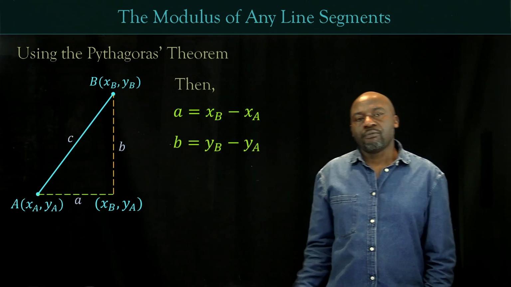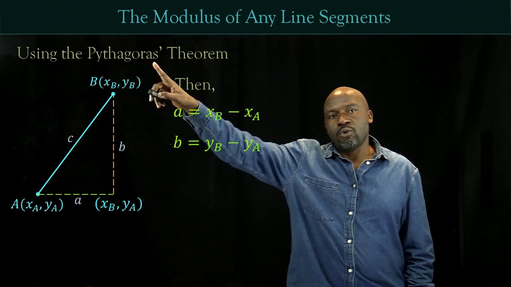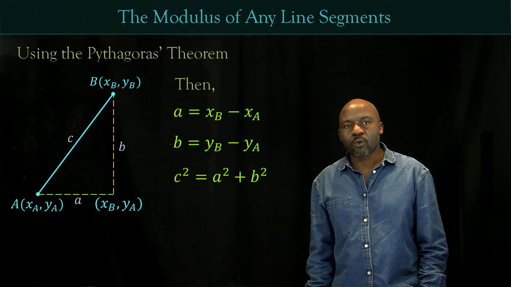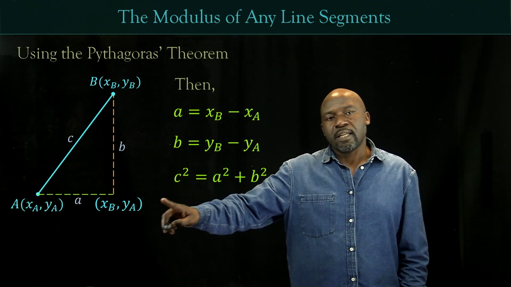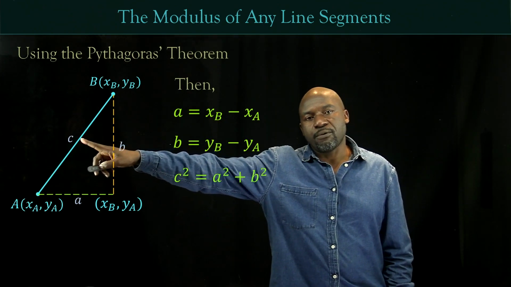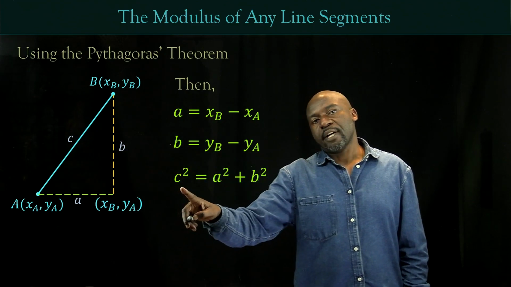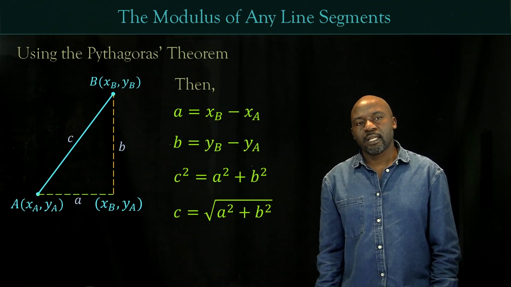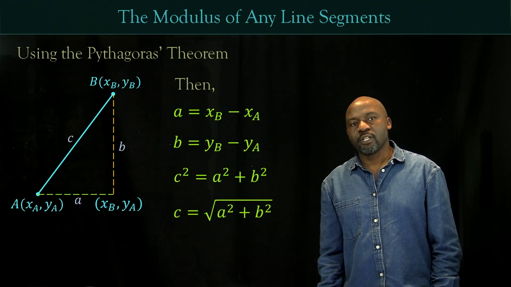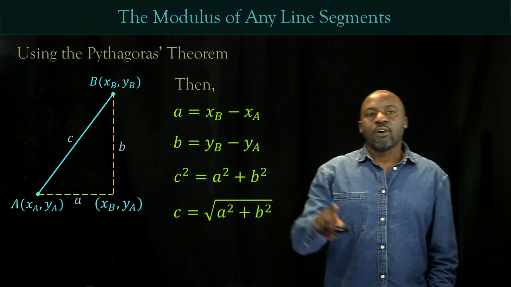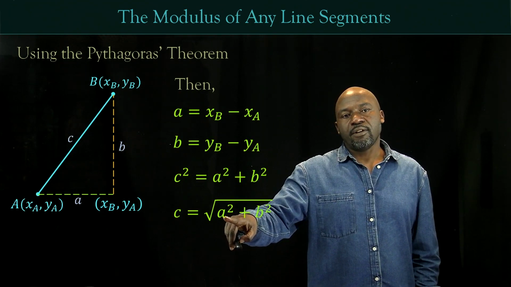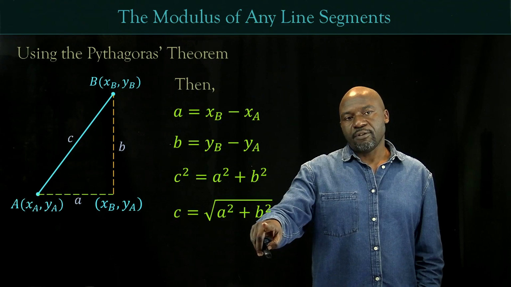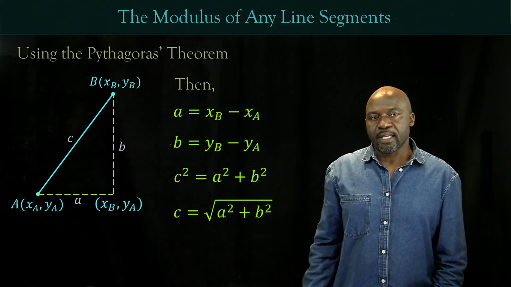Okay, and so if we are going to use the Pythagoras theorem, which states that c squared is a squared plus b squared, then the value of c that we are looking for, which is the length AB, must be the square root. So we take the square root of both sides, and we get c is the square root of a squared plus b squared. And so all I need to do is to replace the value of a here with xb minus xa, and the value of b with yb minus ya.